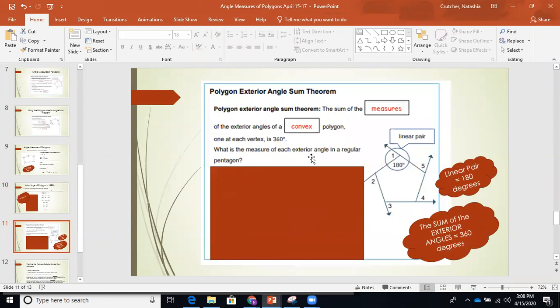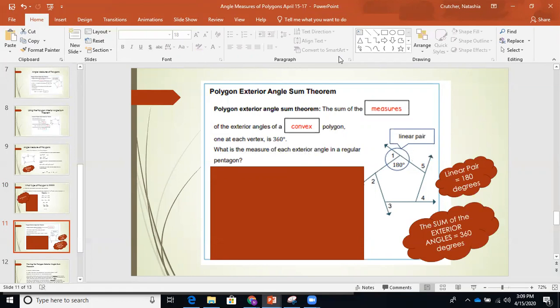Next we have the polygon exterior angle sum theorem, which states the sum of the measures of the exterior angles of a convex polygon, one at each vertex, is 360 degrees. So what is the measure of each exterior angle in a regular pentagon? There are two different ways that we can determine this, because we're looking at the measures of the exterior angles.